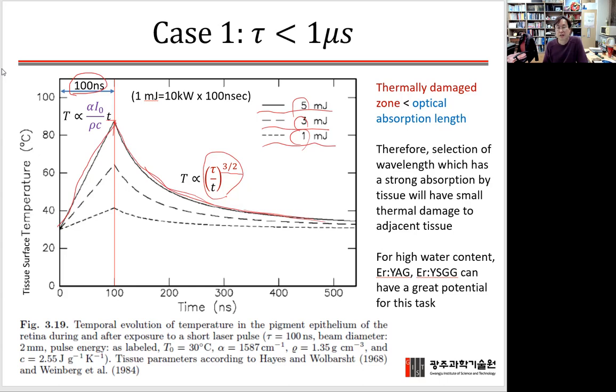Since the pulse duration is shorter than 1 microsecond, and since our tissue is mostly water, the thermally damaged zone is smaller than the optical penetration length, so the surrounding tissue will not actually have any thermal damage.